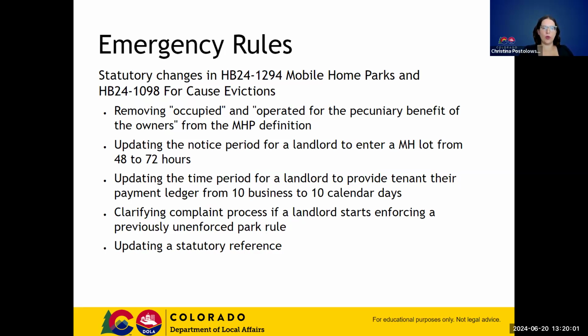There is a rule on the complaint process. If a homeowner submits a complaint against a landlord regarding a park rule change, there was a change in statute that clarifies that a homeowner could submit a complaint if a landlord starts enforcing a rule that had not been enforced before. So we added that to our rule on the complaint process. And then there's one place that we updated a statutory reference.